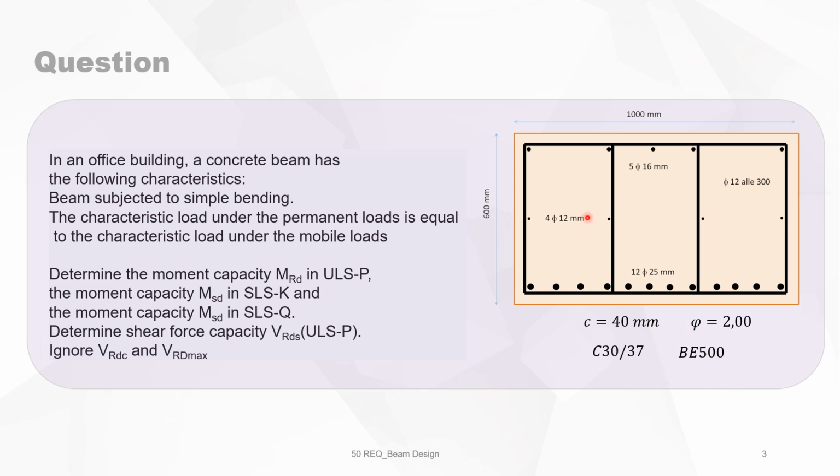So this beam in an office is subject to simple bending, and the characteristic load under the permanent loads is equal to the characteristic load under the mobile loads. Determine the moment capacity of this section in ULS persistence. Determine the moment capacity in serviceability limit state characteristic and quasi-permanent, and calculate the shear force capacity without taking account of, or without verifying, VRd,c or VRd,max.